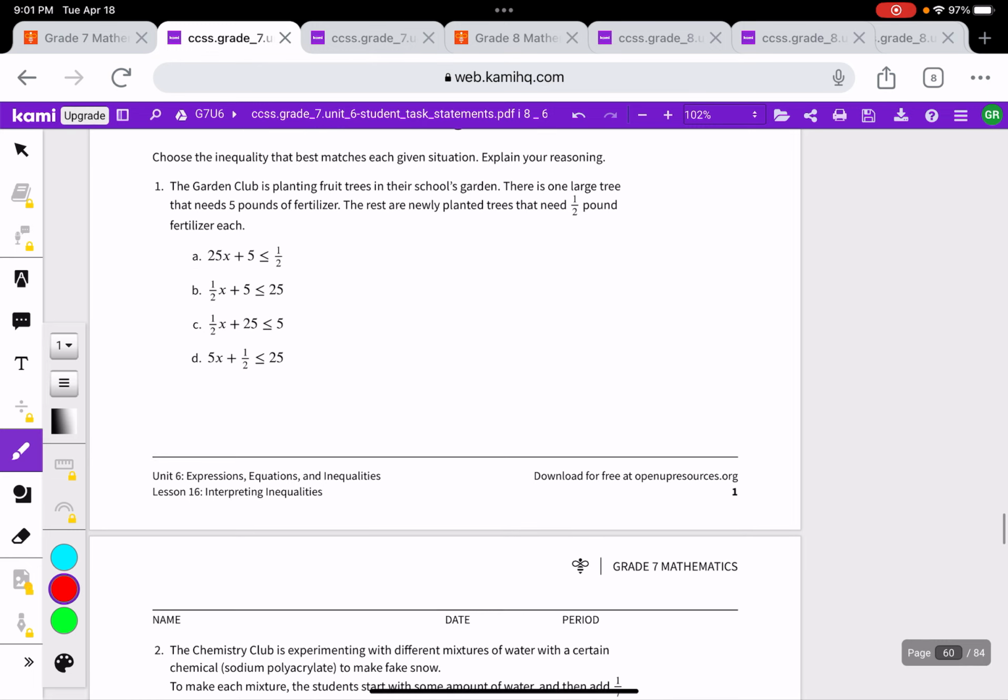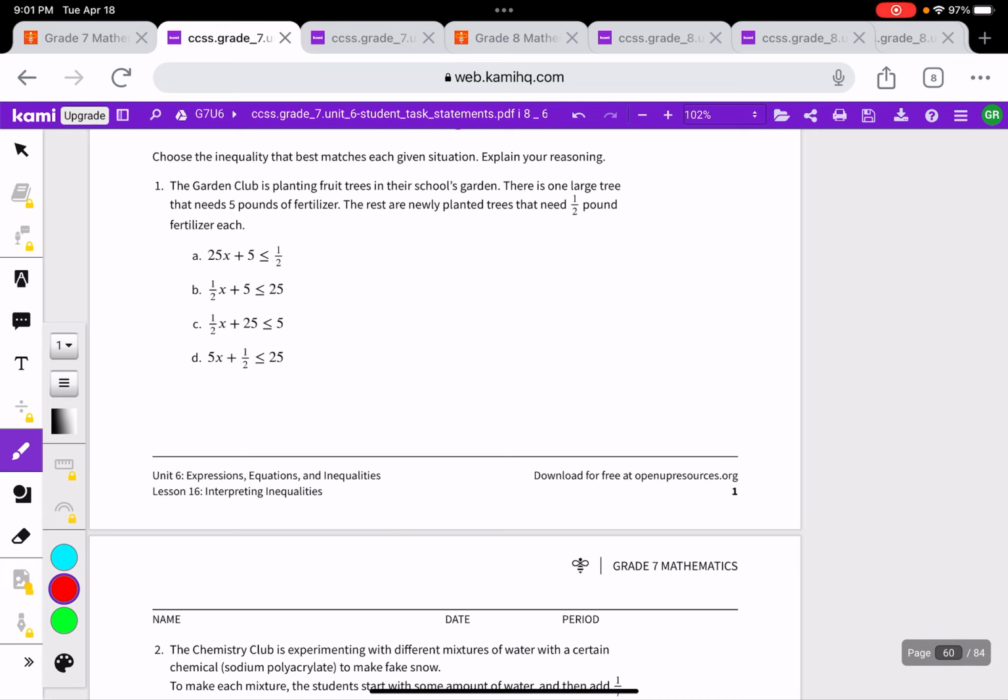The next one says, choose the inequality that best matches each given situation and explain your reasoning. I'm going to be just speaking out loud. You can write down what I say or write down your own thoughts if you like to say it in a different way. But we don't even have to solve anything here. Eventually, we're going to have to choose one of these to solve, but we don't have to do that yet.